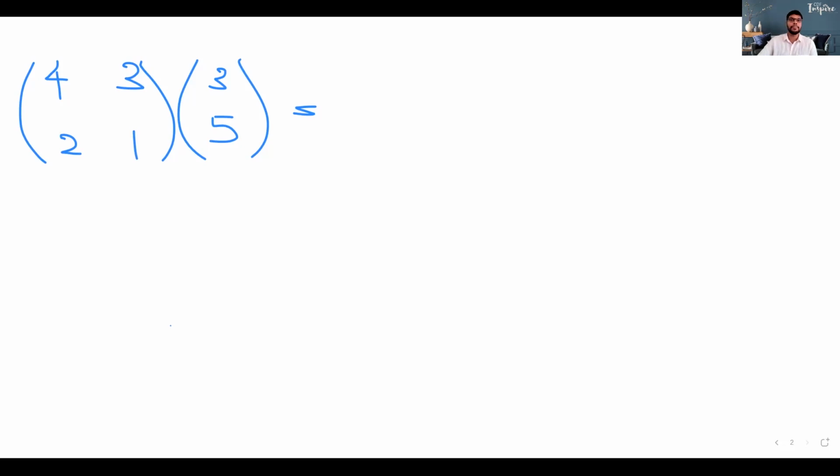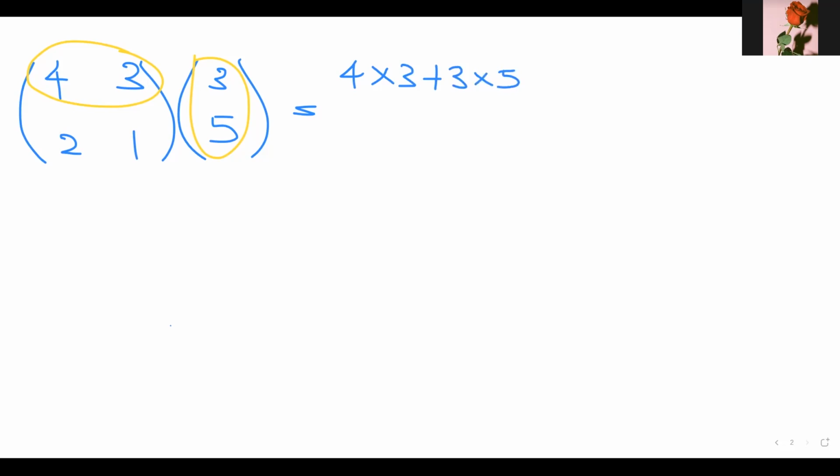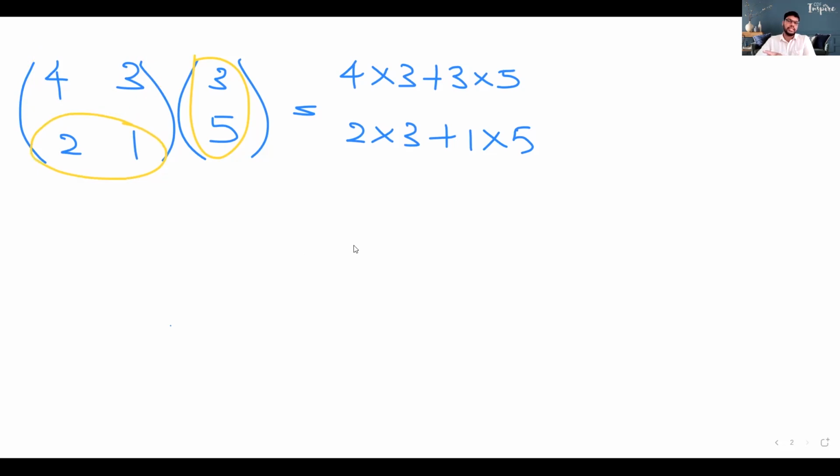Yes, Dua. So you do 4 times 3 plus 3 times 5. All right. Keep going. And then below is 2 times 3 plus 1 times 5. So you do the first row with the only column in the second matrix, and then you do the second row with the only column in the second matrix. Yes, so that is correct.